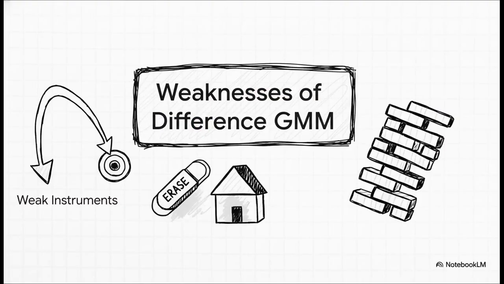So here's the bottom line. When that data is super persistent, those past values it tries to use as instruments just aren't very good predictors anymore. They become weak, and that leads to unreliable results.